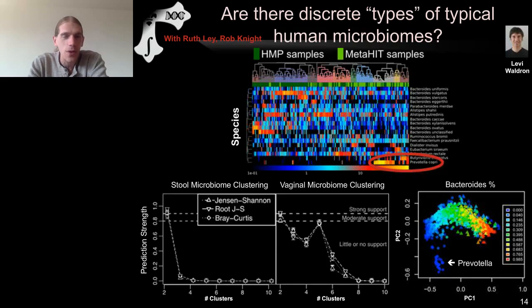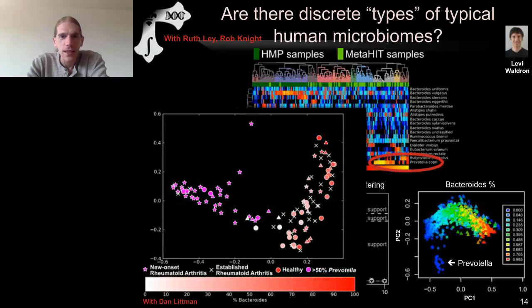And this is work in quantifying this intuition rather than just relying on our eyeballs. It was carried out by Levi Waldron and my group in a collaboration with Ruth Ley and Rob Knight's group. Interestingly, in this particular example, we do reliably see this Prevotella outgroup in other populations, and we've since gone on and worked with Dan Littman to show that it's associated with new onset untreated rheumatoid arthritis. So this is an ordination of a completely separate population that Dan recruited in New York, in which we have the same gradient from high to low Bacteroides carriers, the same outgroup of Prevotella carriers, and that outgroup is enriched for new onset rheumatoid arthritis patients.